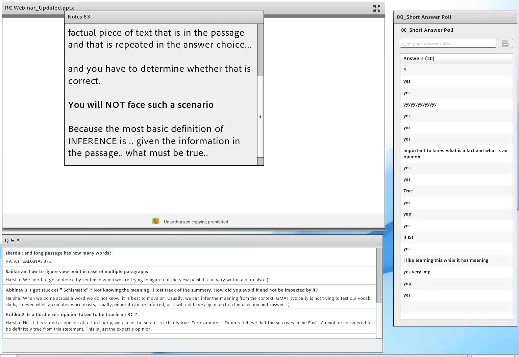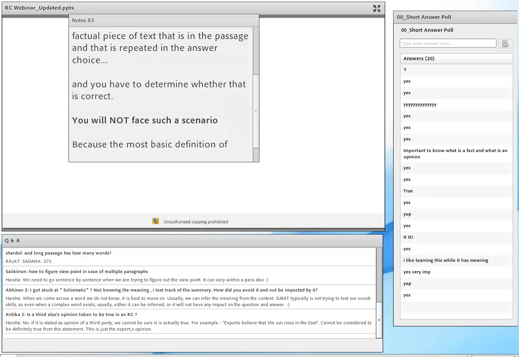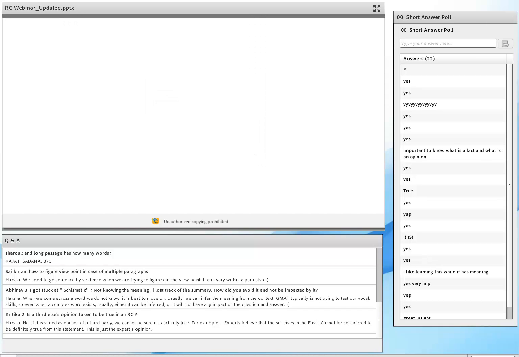Everything that's there in GMAT RC is there for a reason. GMAT SC, for example, is not a test of grammar. If you think about it, Larry Ellison or Sundar Pichai are not the best grammarians out there, but they are the best communicators. GMAT SC is a test of your ability to communicate.